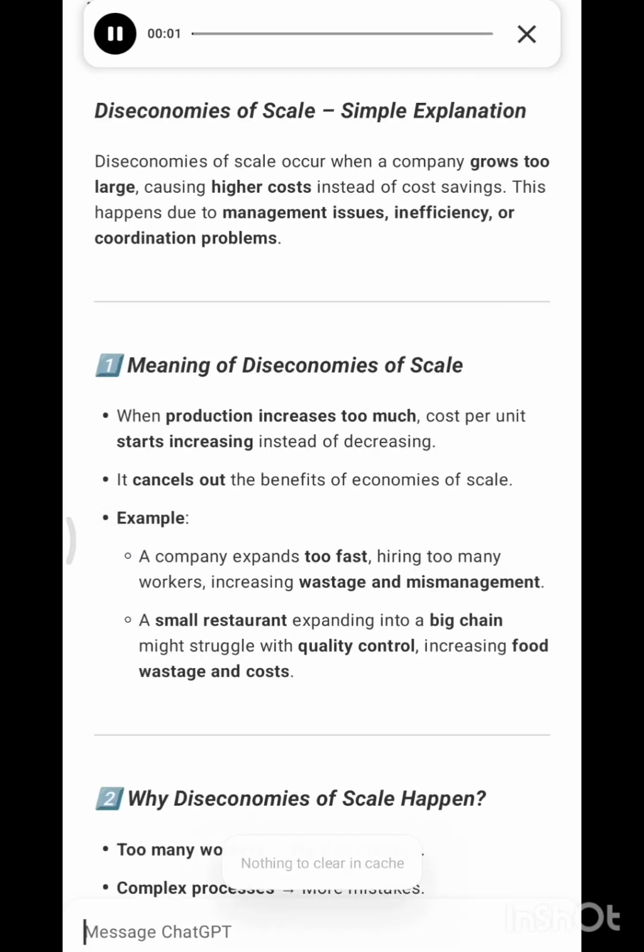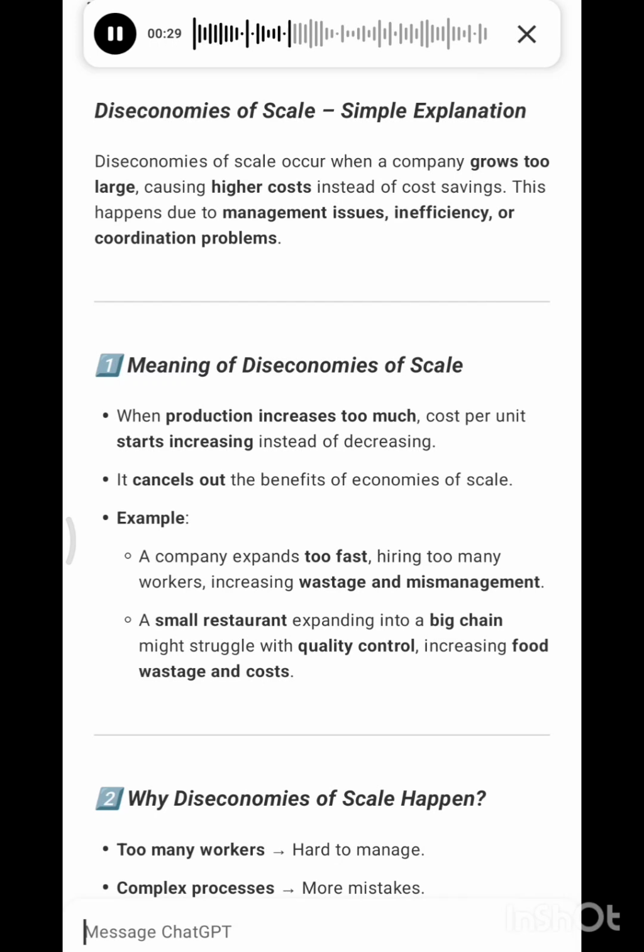Diseconomies of scale, simple explanation. Diseconomies of scale occur when a company grows too large, causing higher costs instead of cost savings. This happens due to management issues, inefficiency, or coordination problems. Meaning of diseconomies of scale: when production increases too much, cost per unit starts increasing instead of decreasing. It cancels out the benefits of economies of scale.